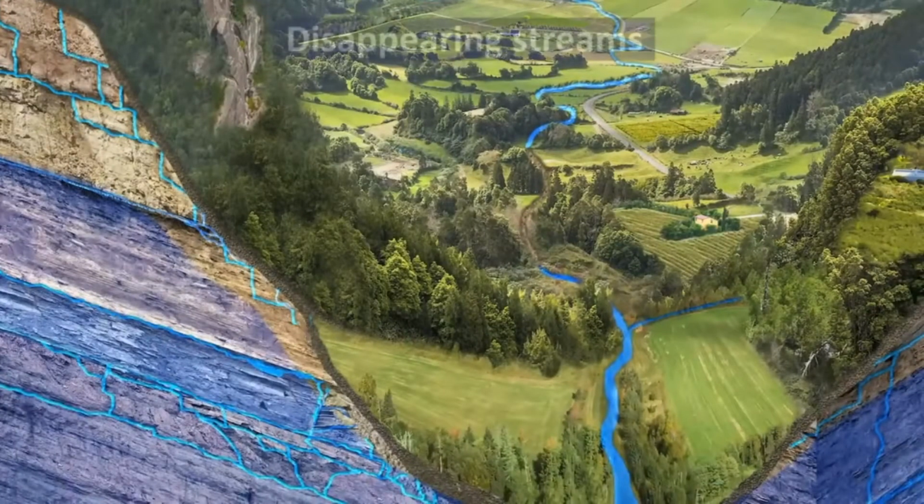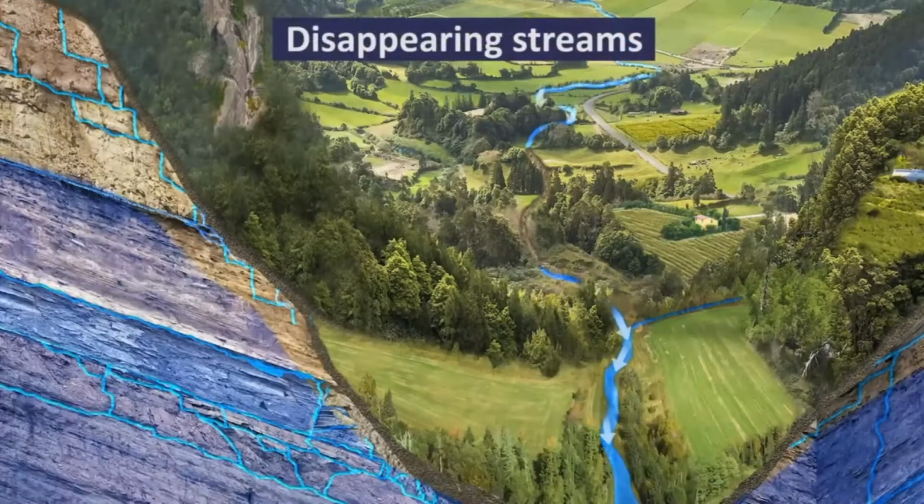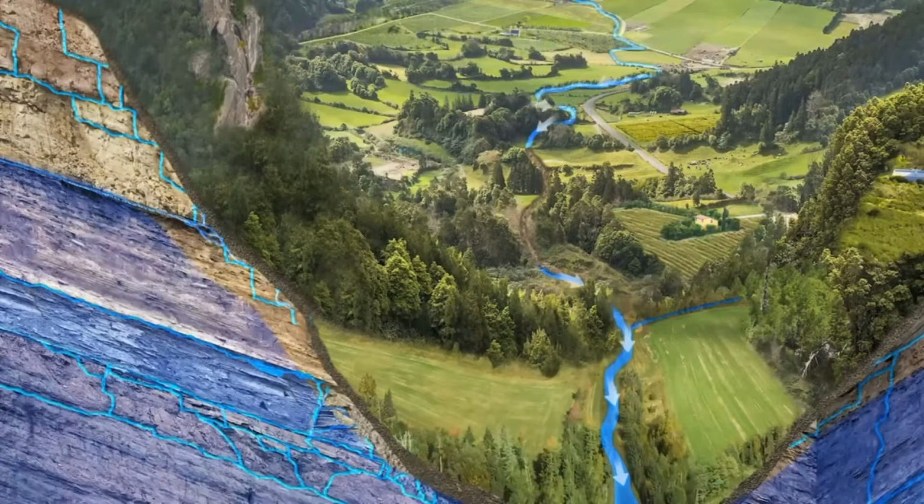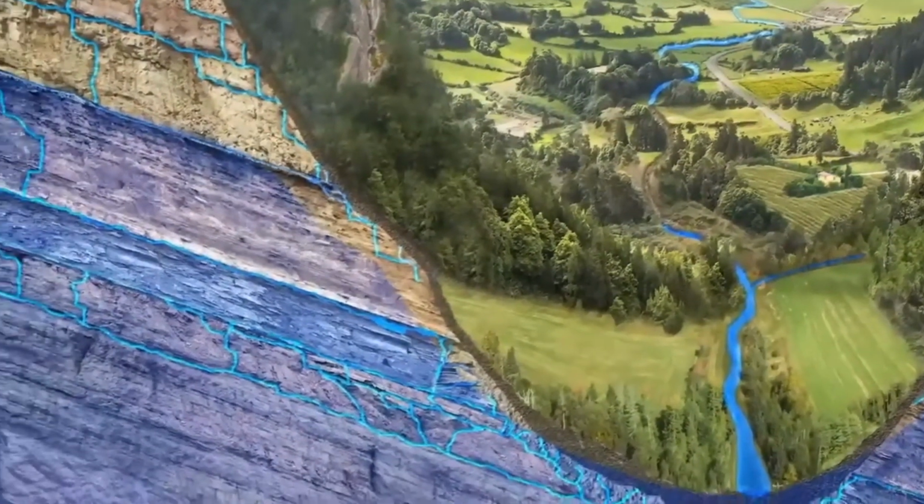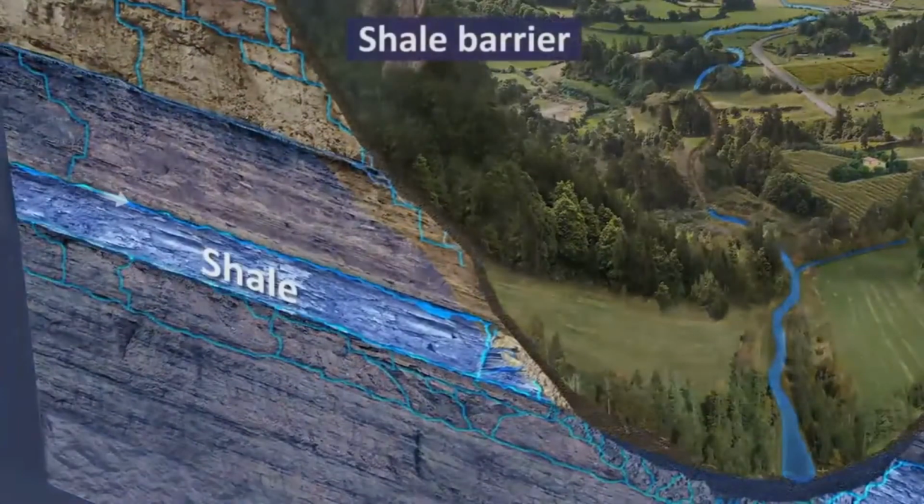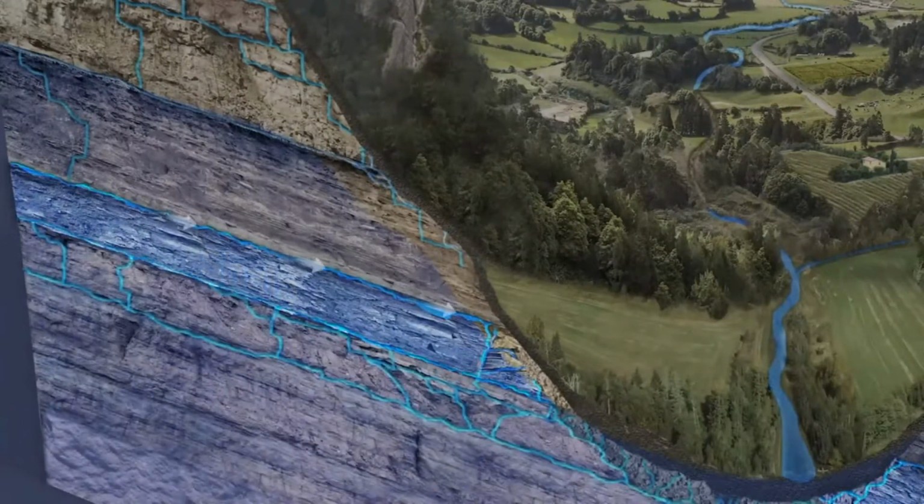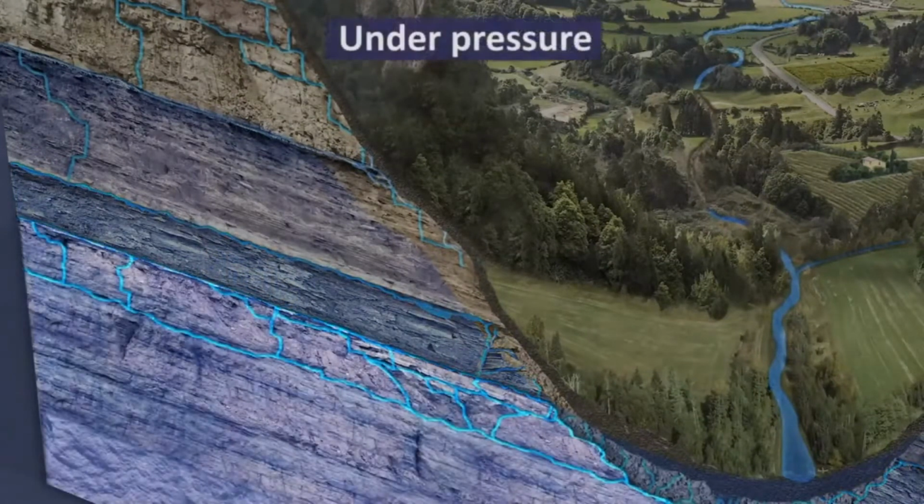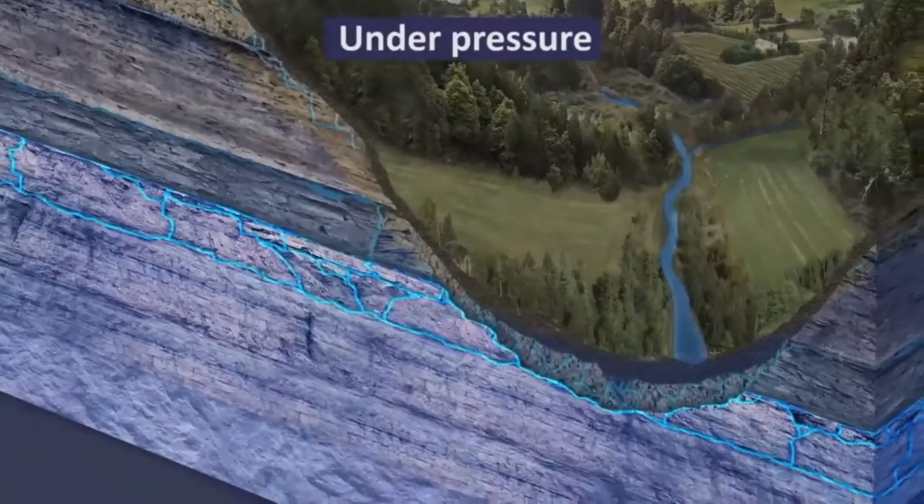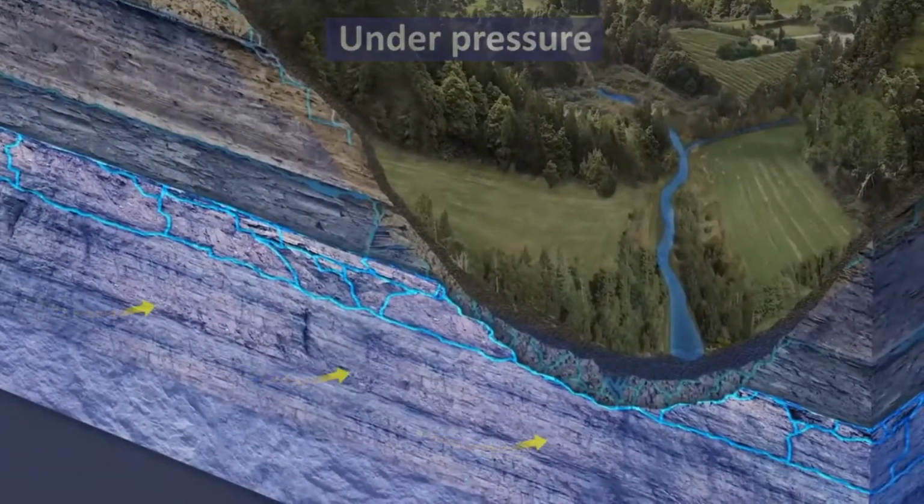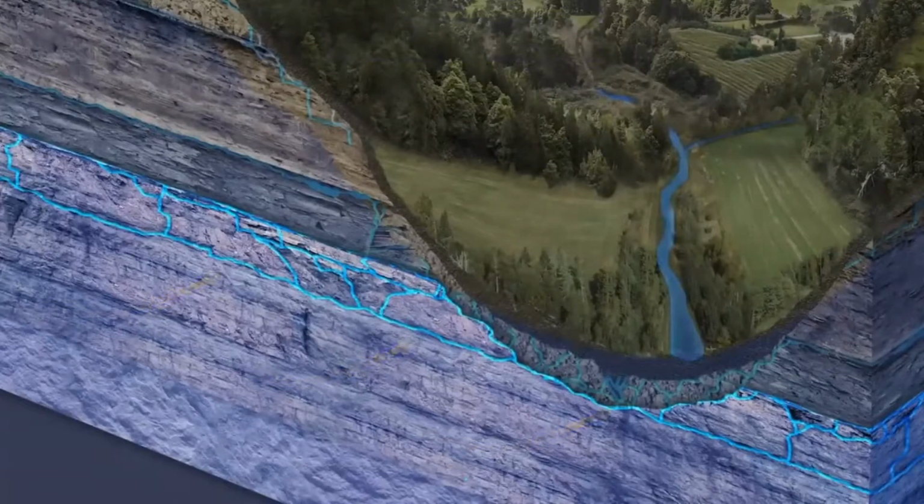In some locations, streams can disappear underground in the shale and sandstone layers and then reappear downstream or in a completely different valley. Shale layers act as barriers and cause groundwater to move sideways, where it flows to the surface within the valleys. Below the shale layer, deeper sandstone bedrock layers are under pressure. This pressure forces groundwater to move upwards and toward the valleys.